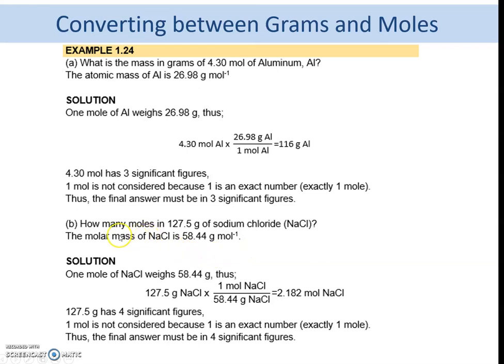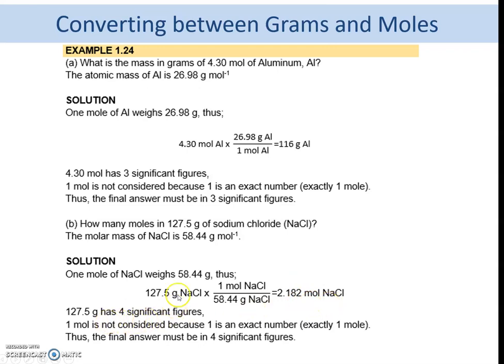And then if you look here, how many moles in 127.5 grams of sodium chloride? So the molar mass of sodium chloride is 58.44 gram per mole. This one can also be obtained from periodic table. So this is the conversion factor. So your targeted unit is mole, right? So that's why you put grams as denominator, because you want to cancel out gram with gram here. So only then you can obtain your final answer as mole.